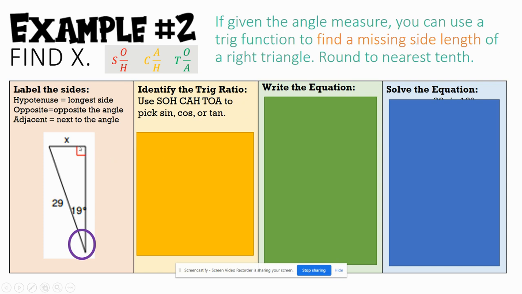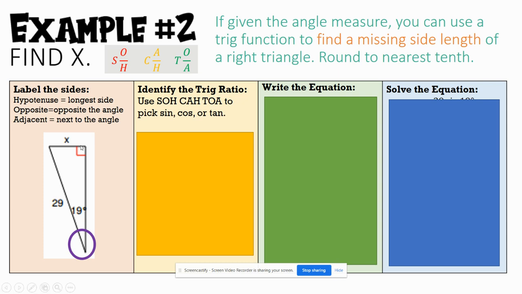Number 2, so this is the only thing that you're going to be given. So you're going to be given a right triangle. You're going to be given one of the angle measures, the acute angle measures. You're going to be given one of the side lengths, and then you're going to have a variable on one of the other side lengths.